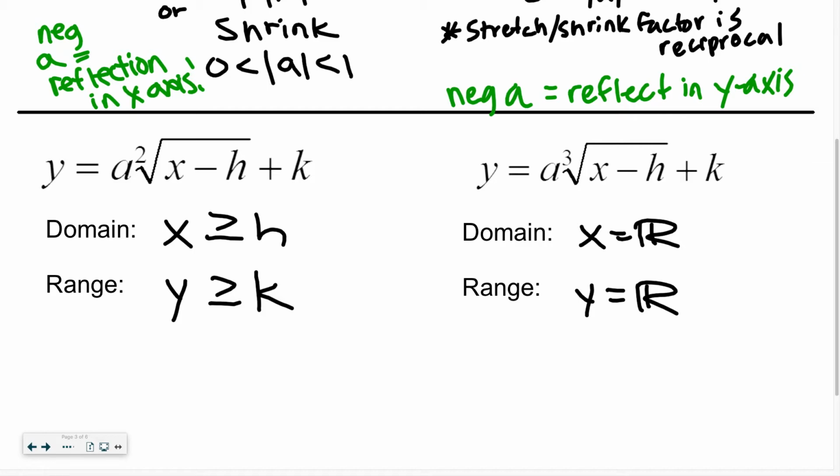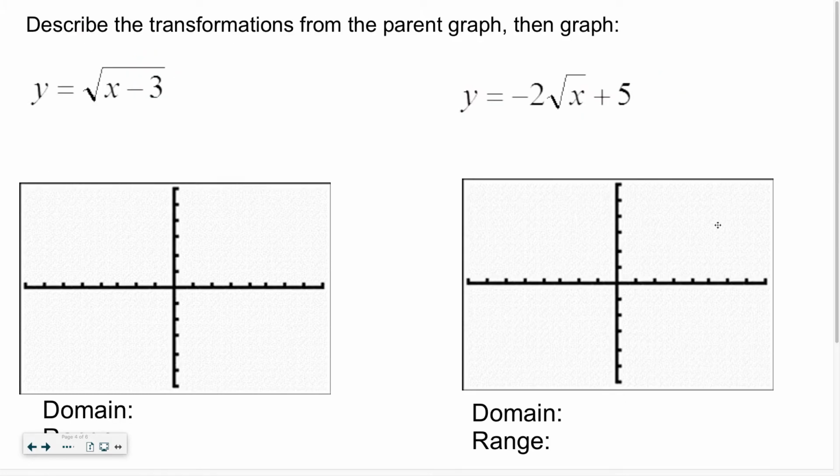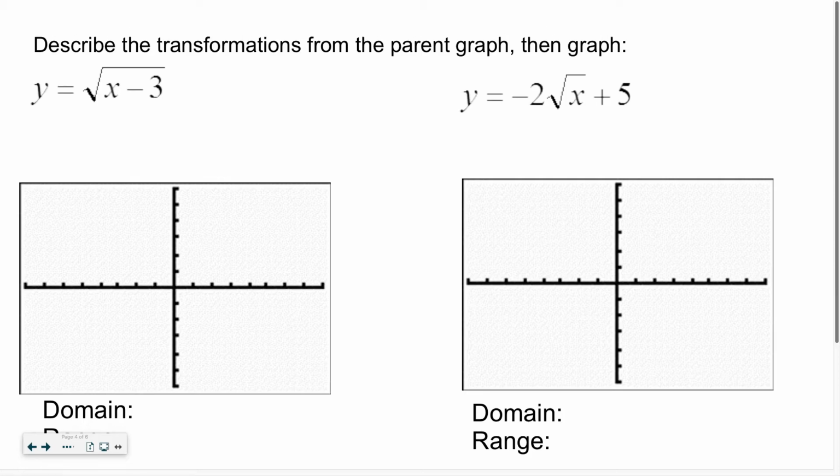Okay, let's see some examples that you're going to be practicing in your homework. Directions up here at the top. We're going to describe the parent graphs, the transformations from the parent graphs. Then we're going to graph it. And then we're going to do the domain and the range.